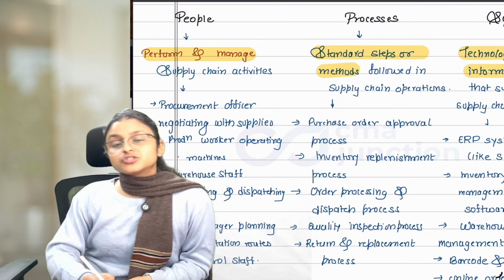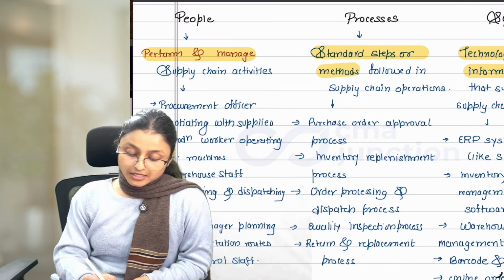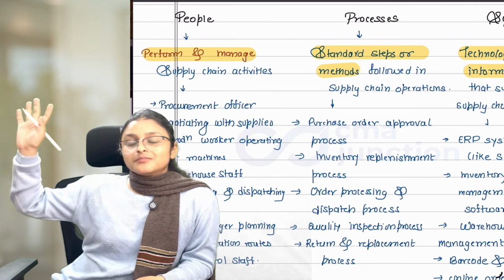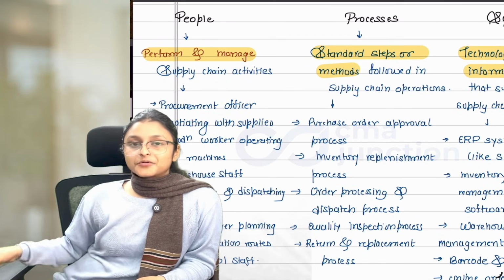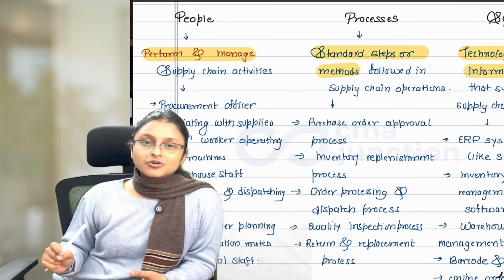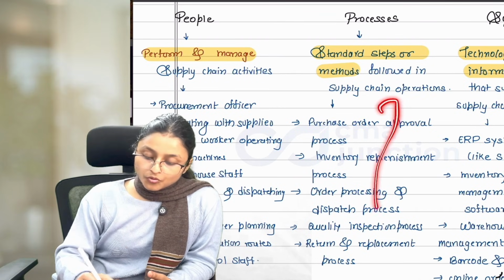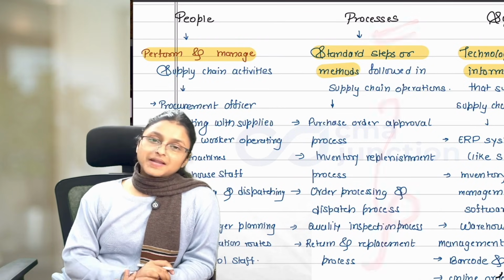Quality inspection process, so that we can inspect the final product which we have made. Return and replacement product process. If the customer does not like our product, we need to provide return and replacement also. There might be some process for the same, and these whole processes are covered under supply chain.